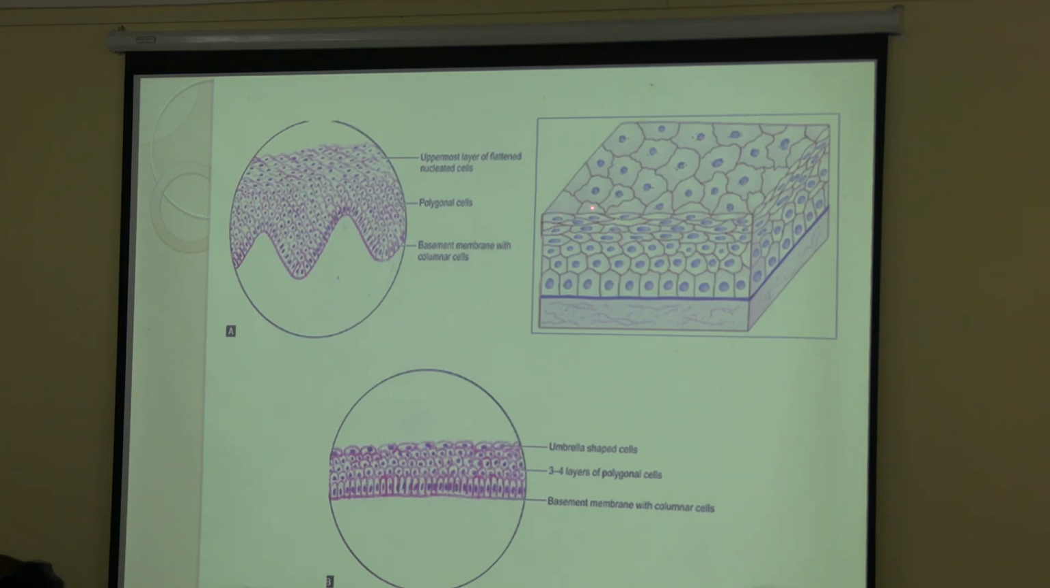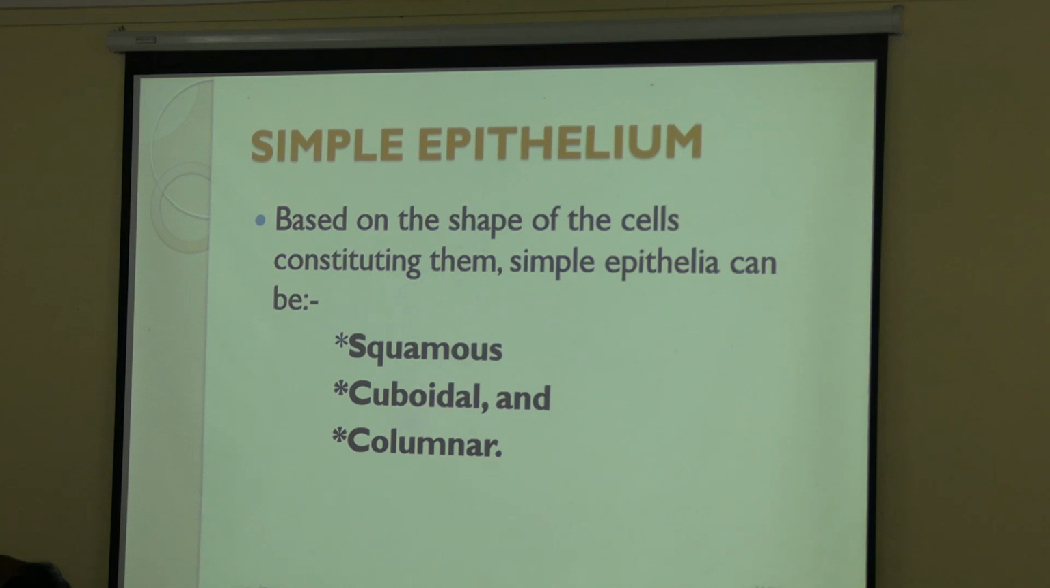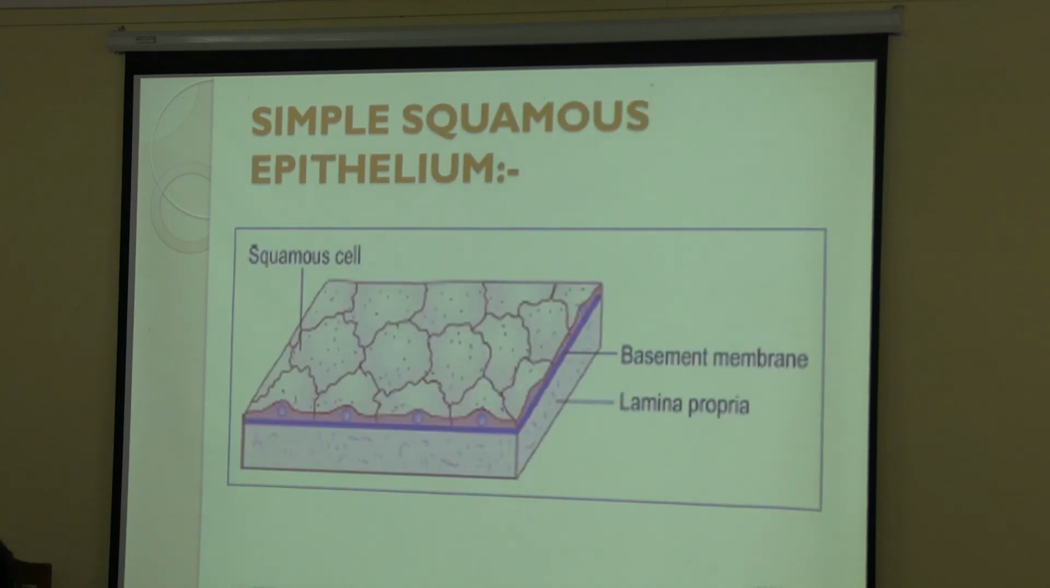What is this? What is the layer of this? What is the shape of these cells? Flattened, then squamous. Then how many, one layer or many layers? So stratified squamous. Okay, what is this? The topmost layer, as it is written here, is umbrella shaped, and many layers. So what? Transitional epithelium. Yes.